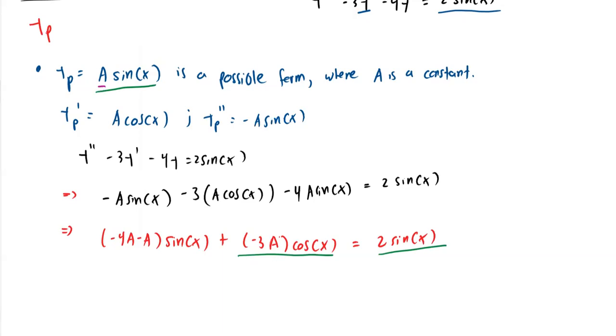This choice of y sub p equals a sine x doesn't work, because again, after we plug everything in, we have a term involving cosine, which we don't want, right? Because we only have sines on the right-hand side, and there's no way to get rid of this unless a equals 0, which means our original choice was 0 to begin with. So that's a problem. So this one doesn't work. So let's go back to the drawing board.